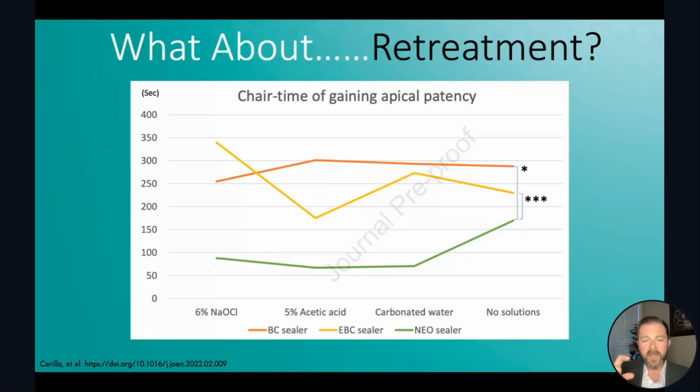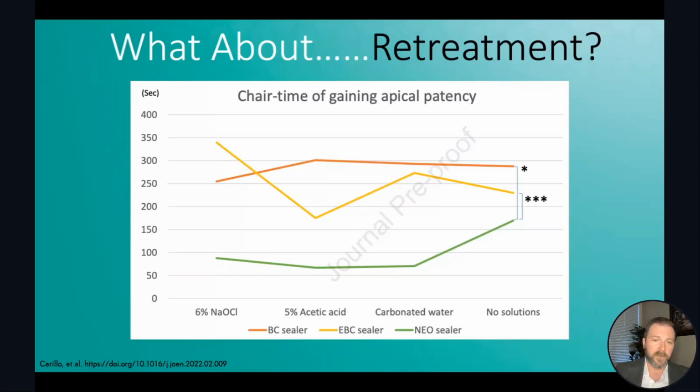And again, these are all standardized premolar roots. So we're not talking actual sitting down, cleaning out in vivo cases. What they found was that the NeoSealer Flow, regardless of which solution was used, hypochlorite, acetic acid, carbonated water, or no solution, resulted in less chair time. So not only could it be retreated more effectively, the amount of time to retreat it effectively was significantly lower.